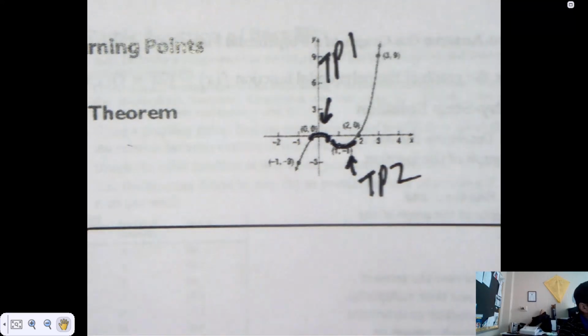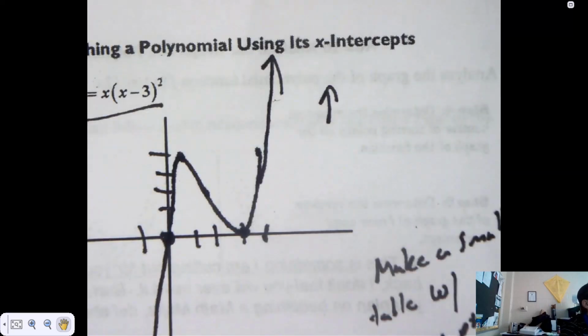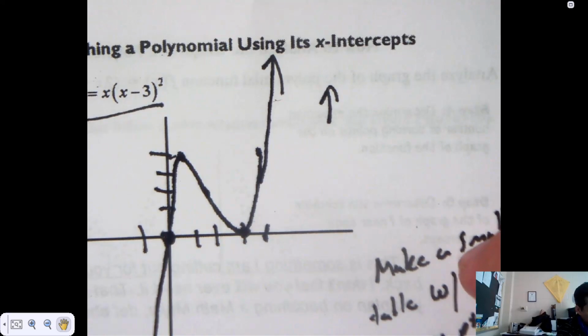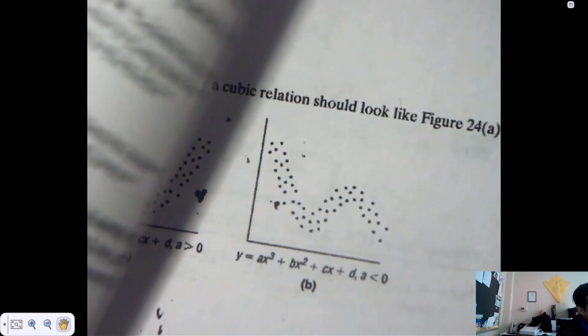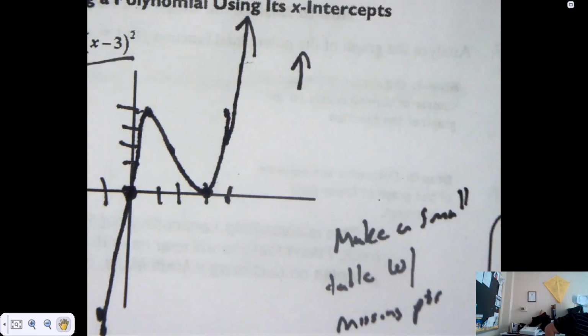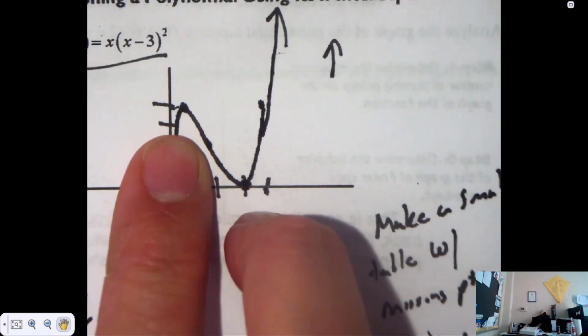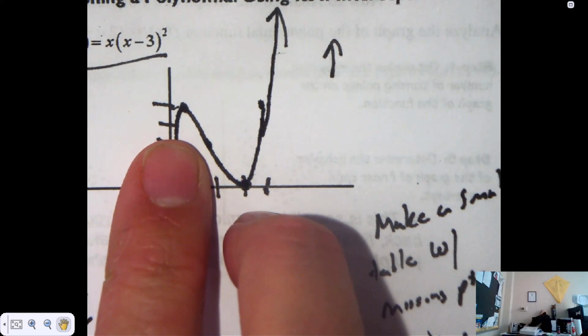The one we just graphed, how many turning points did it have? 2. Right? One there, one there. Did we graph any other ones? I don't think we did, other than that freehand one I did. Okay, so it had 2 turning points. This thing had 2 turning points. What was the power function? X cubed. Now that's exactly what the turning point theorem says.